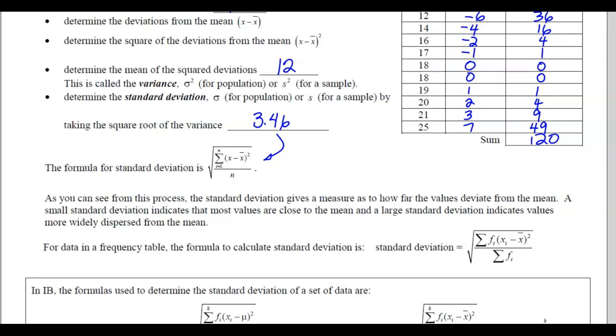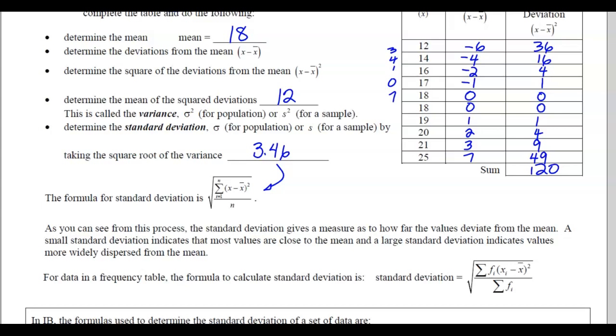For data in a frequency table, the formula to calculate the standard deviation is, basically, you take that deviation. Say this data had a frequency of 3, and then 4, and 1, and 0, and 7, etc. We would take this deviation squared, then multiply it by the frequency, because there's 3 of them, and then divide by the total of the frequencies. Then take the square root.